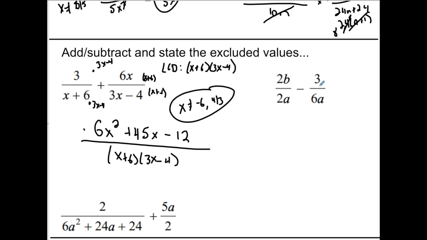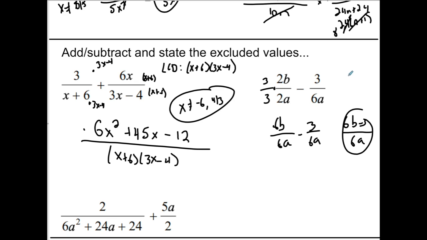All right, this one's a little bit more straightforward. The LCD here is going to be 6a, right? Because if I multiply this by 3 over 3, I get 6b over 6a minus 3 over 6a. Denominators are equal. I subtract across the top: 6b minus 3 over 6a. Excluded values. A cannot be 0.